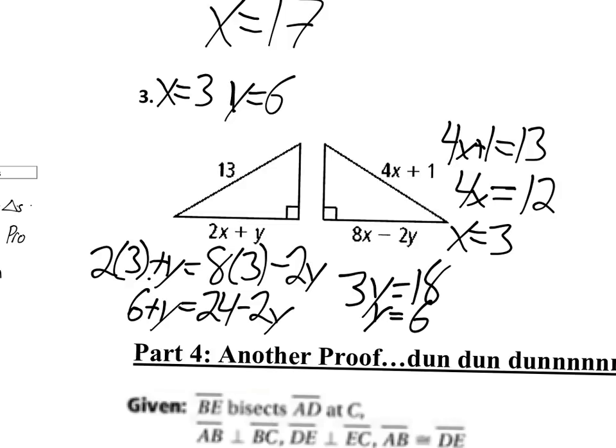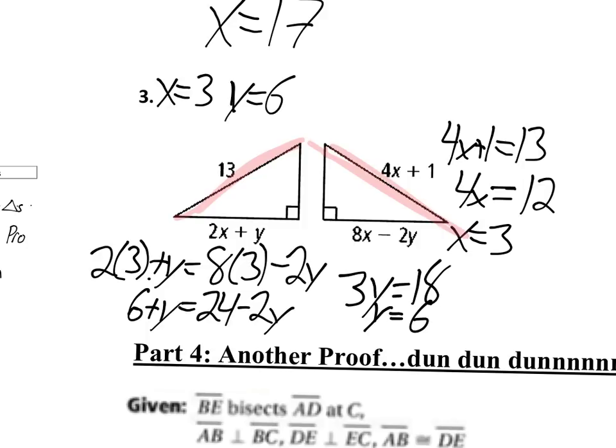So I looked, and my hypotenuses say 13. So I have 13 and 4x plus 1. I want those to be congruent, right? So I set them equal to each other. So 4x plus 1 equals 13. I subtracted the 1 over, so I had 4x equals 12, and then I divided by 4, which got me x equals 3. So I'm done with that.